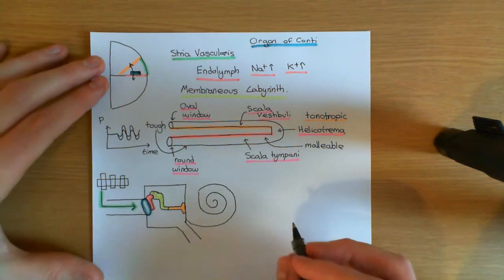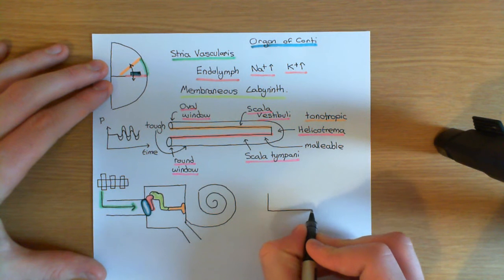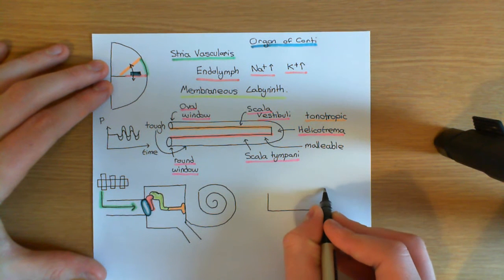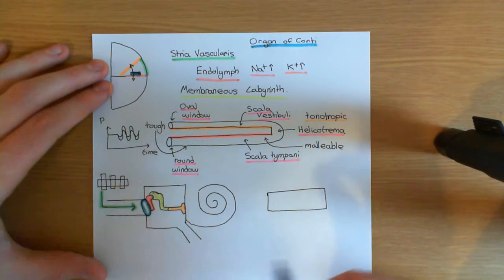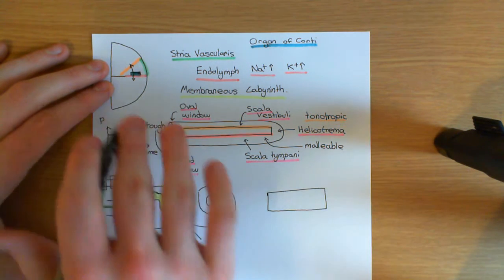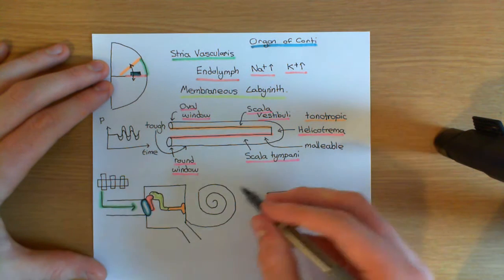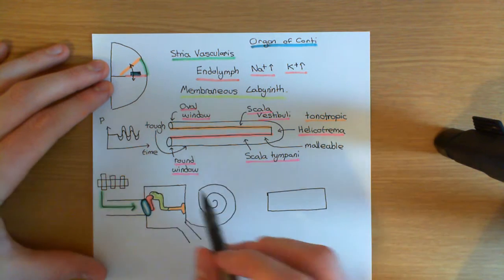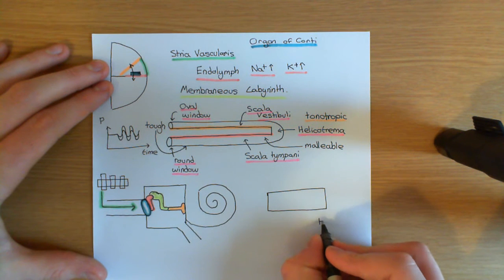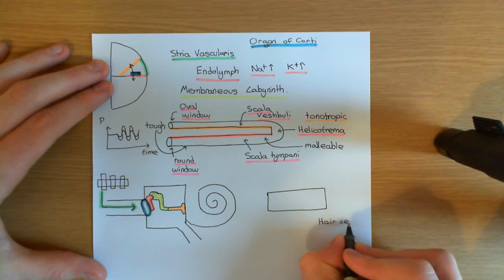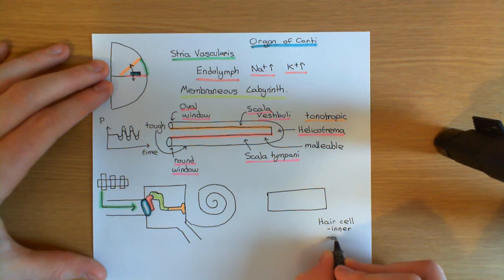What I now want to discuss with you is the structure of this organ of Corti, because the organ of Corti is going to contain the structures which are going to transduce the auditory stimulus into an electrical stimulus. Here is an enlarged picture of the organ of Corti, but it's still a cross section, not a longitudinal picture. Now the key cells in the organ of Corti are the hair cells, and you have two different types of hair cell: the inner hair cells and the outer hair cells.